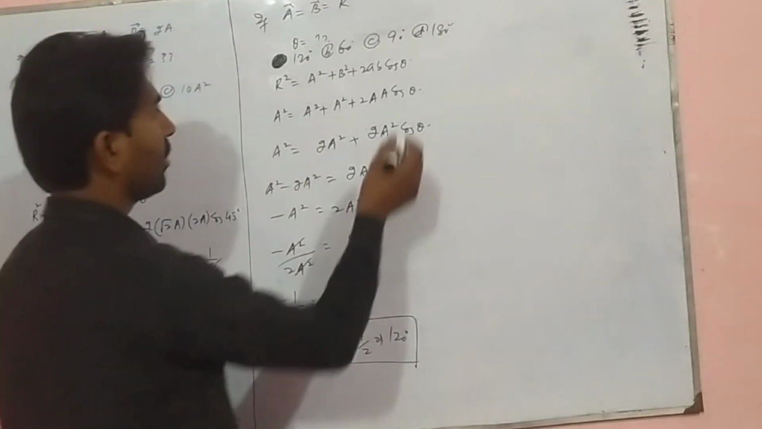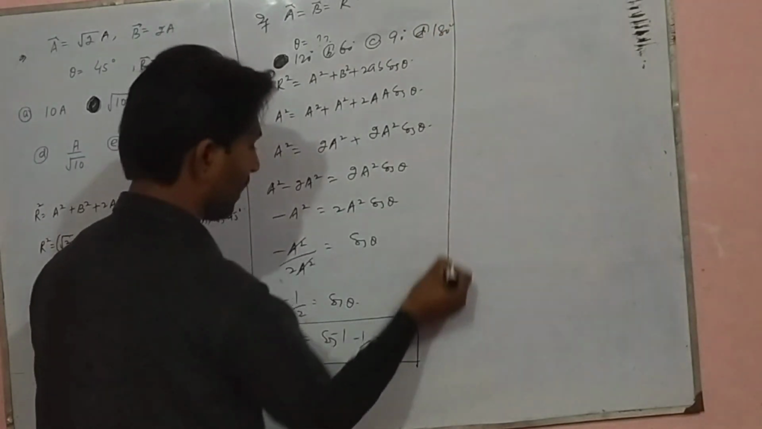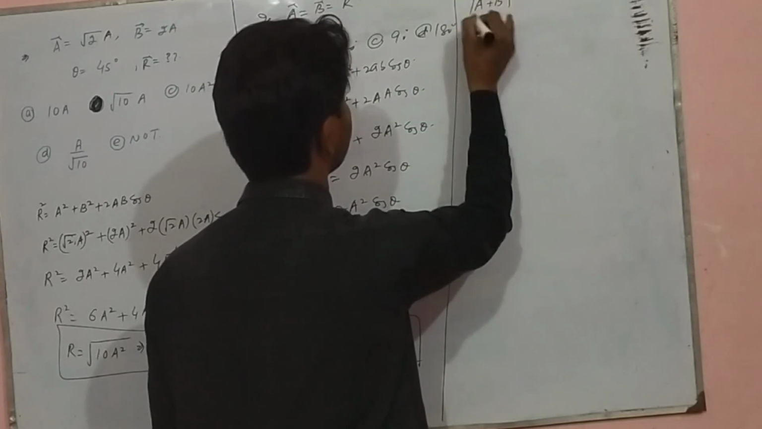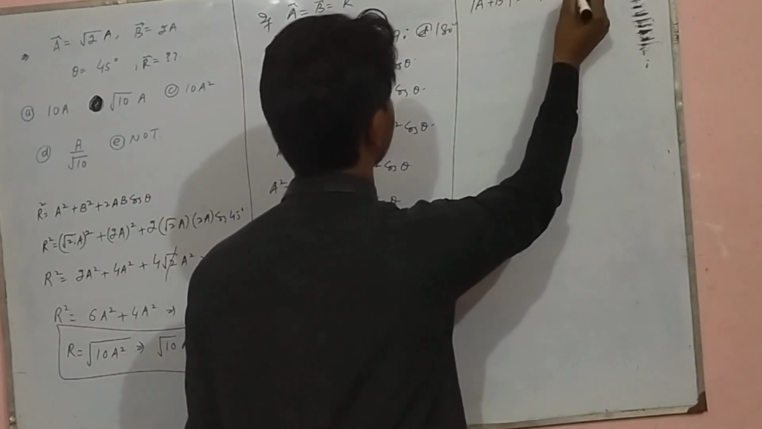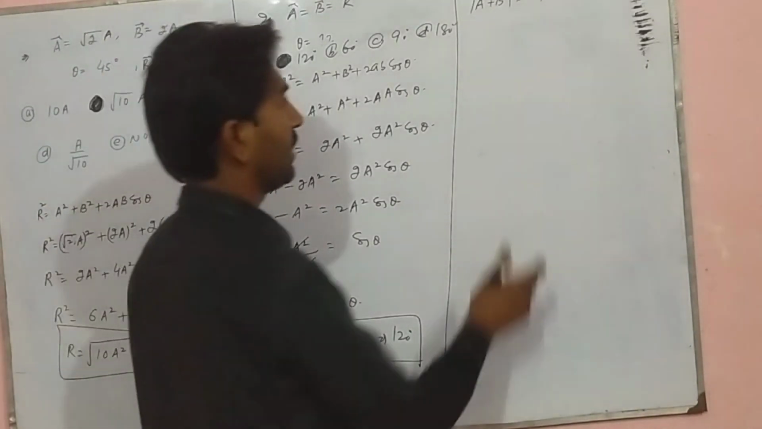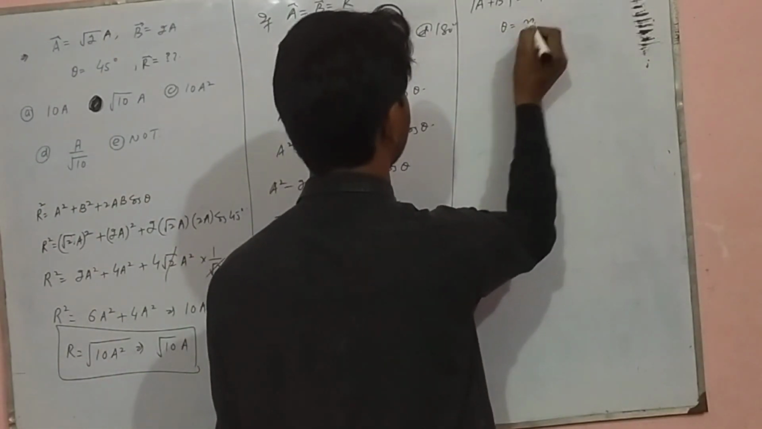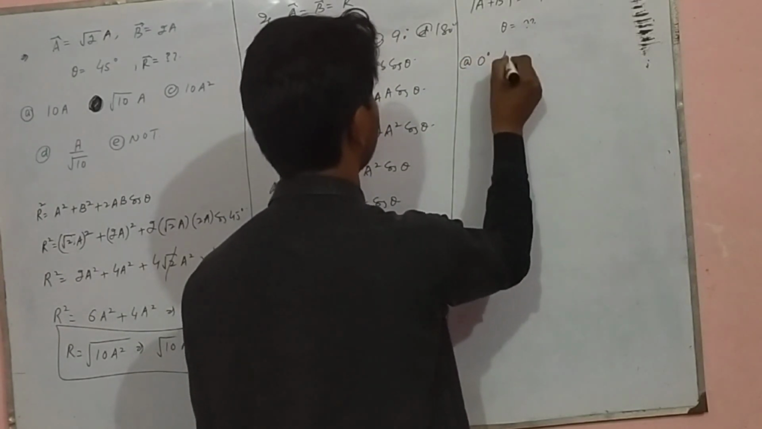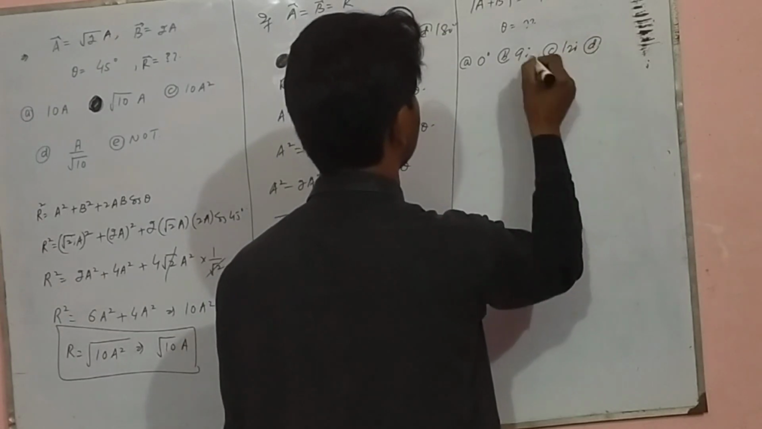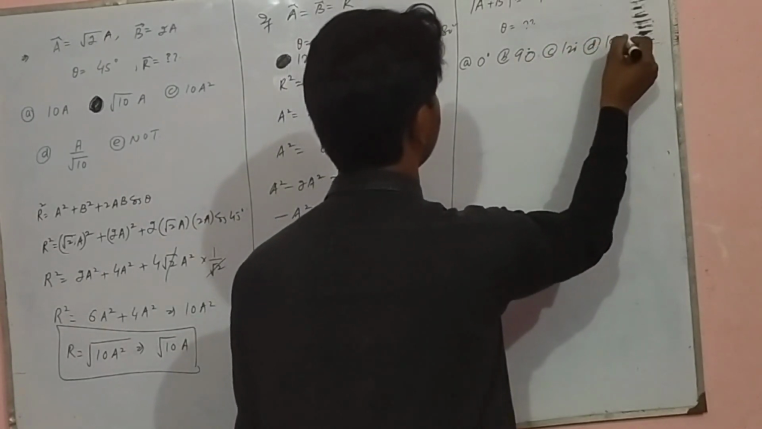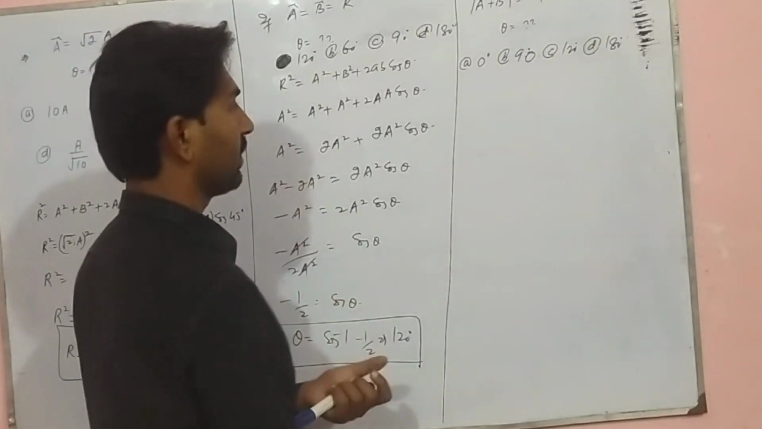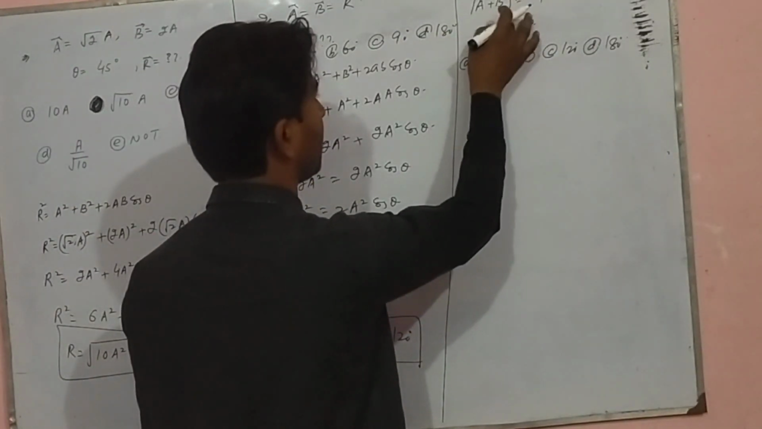Okay, if we take another one: the mod of a plus b equals the mod of a minus b, then what will be the angle? We have to calculate the angle. The angle is 0, 90, 120, or 180 degree. Then what will be the angle? Let us solve it.